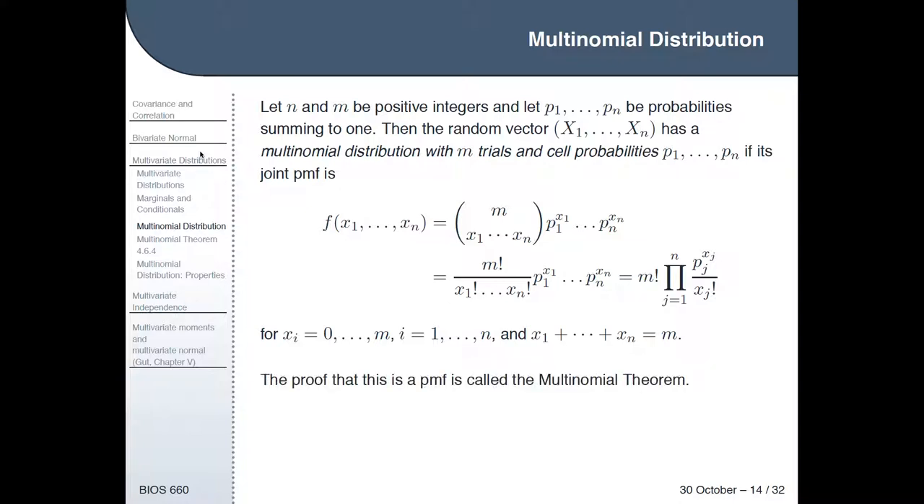And the proof that this is a PMF is called the Multinomial Theorem. If you look at this for a second, if n is equal to 2, that is, there's only two possible outcomes, success and failure, then you'll see that this PMF is exactly the same as the PMF of the binomial.